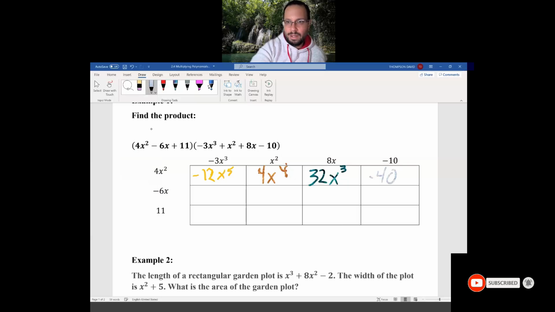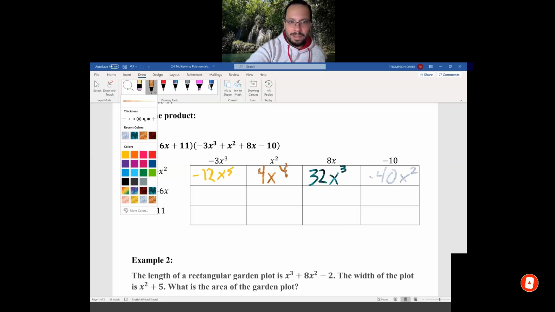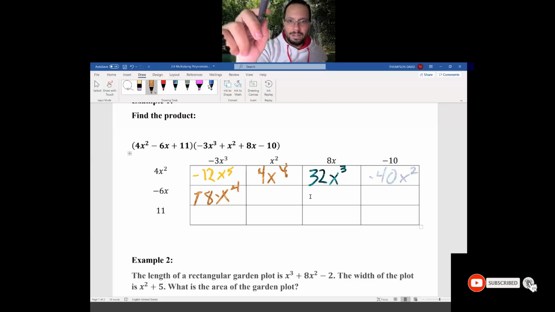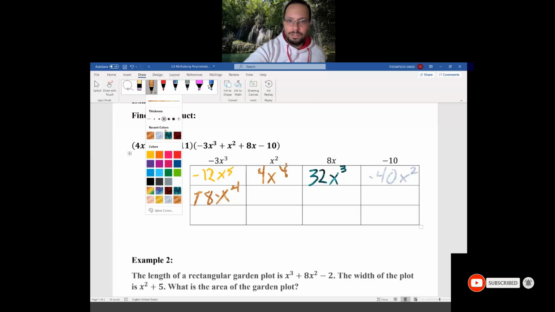Negative 6x times negative 3x cubed. Let's switch back to that nice gold. That's going to give me 18x to the fourth power. We have negative 6x times x squared. That's going to give me negative 6x cubed.